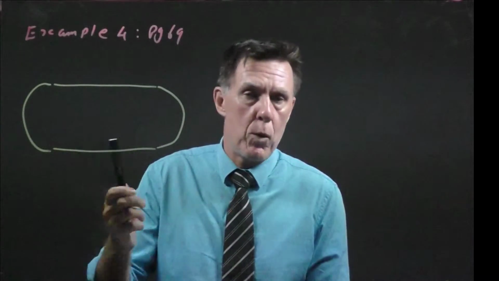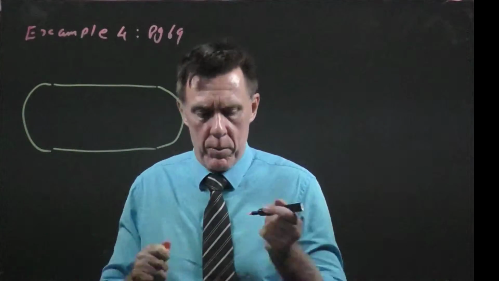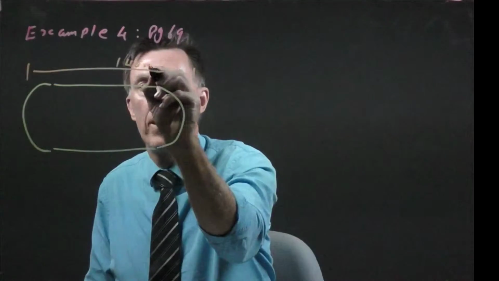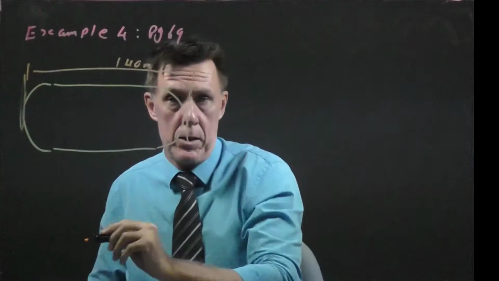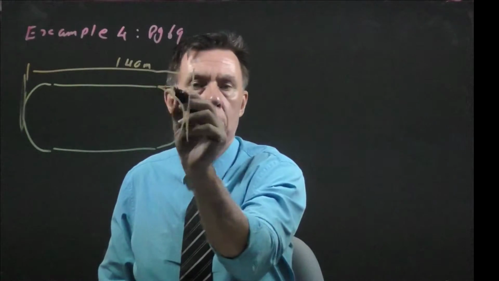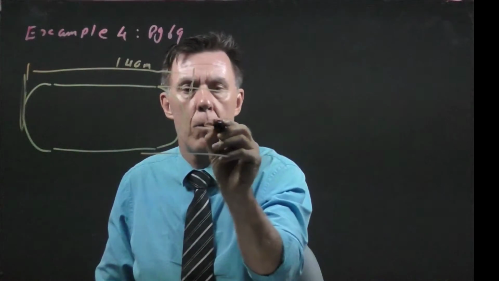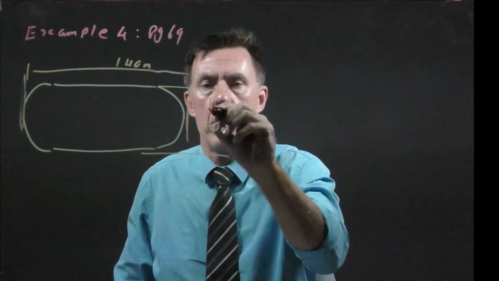Here you've got the shape, and we're told in the question that it's a racetrack, and that it is 140 meters from this end to this end. We're also told that it is 50 meters wide.